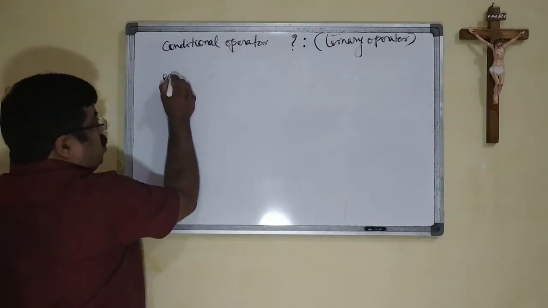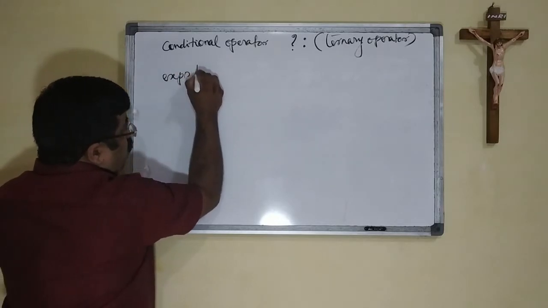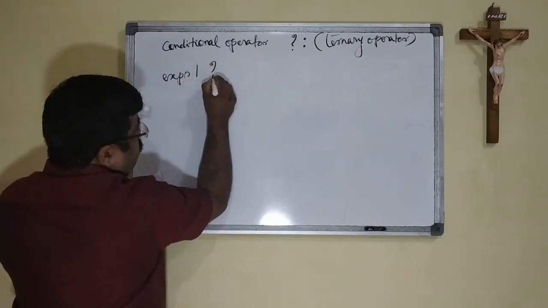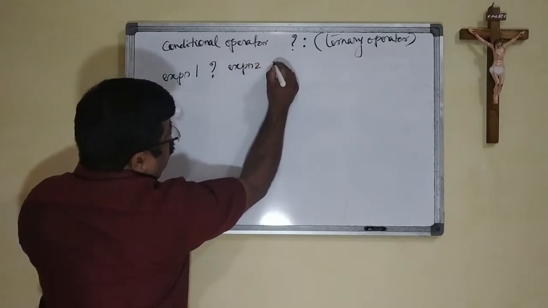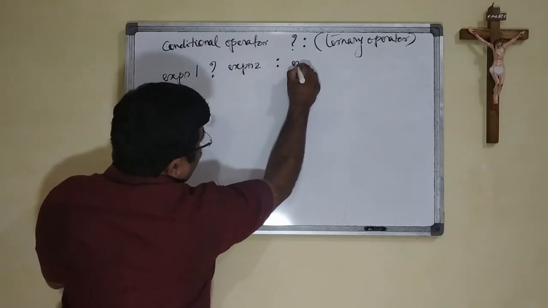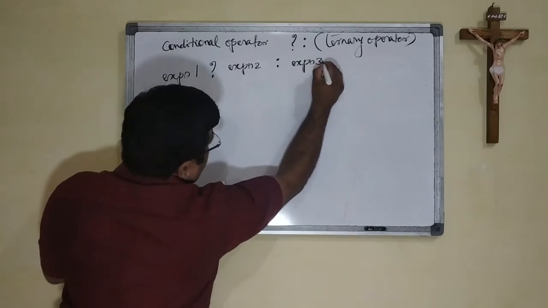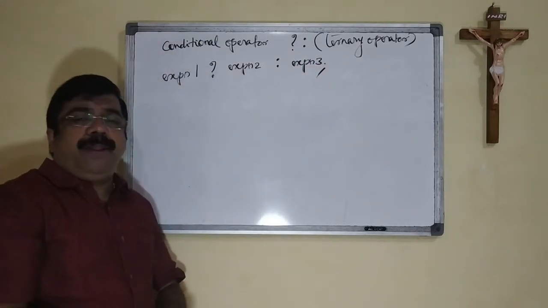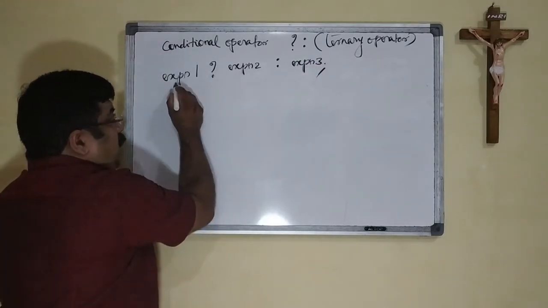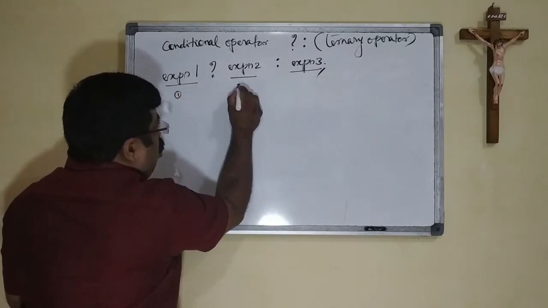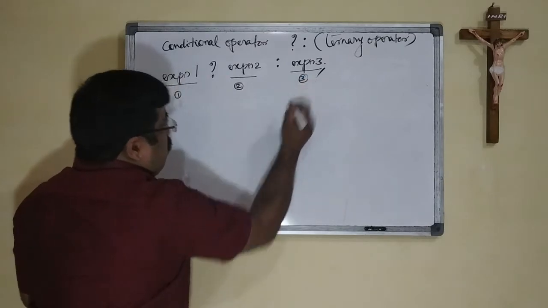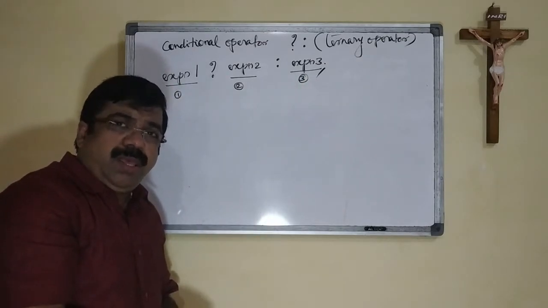We write it as expression 1 question mark expression 2 colon expression 3 semicolon. See, three operands are given: operand 1, operand 2 as well as operand 3.